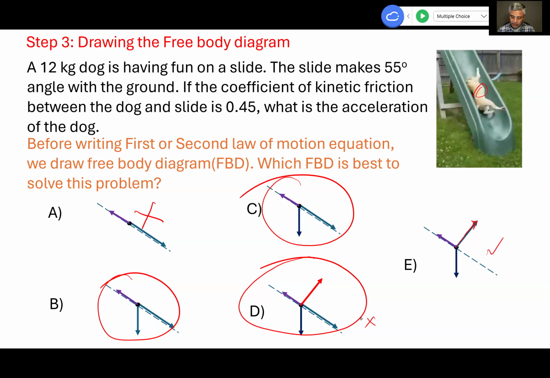So you may be wondering, since this is accelerating downhill, there must be a force downhill. See, we don't see anything. Remember, it has to be a contact force. Nothing is pulling the dog down, okay? So we cannot just draw that force there. If something is not touching, not applying, that force is not there, okay?